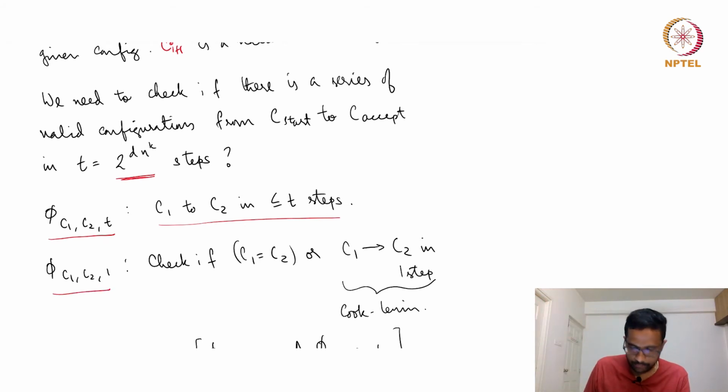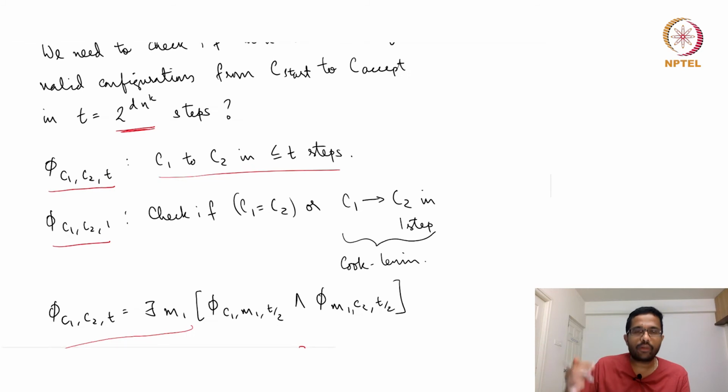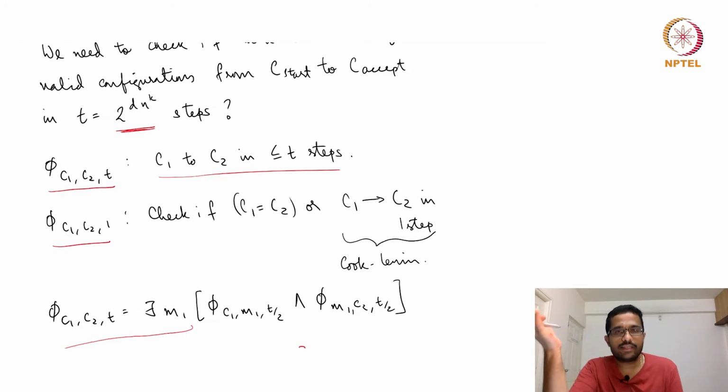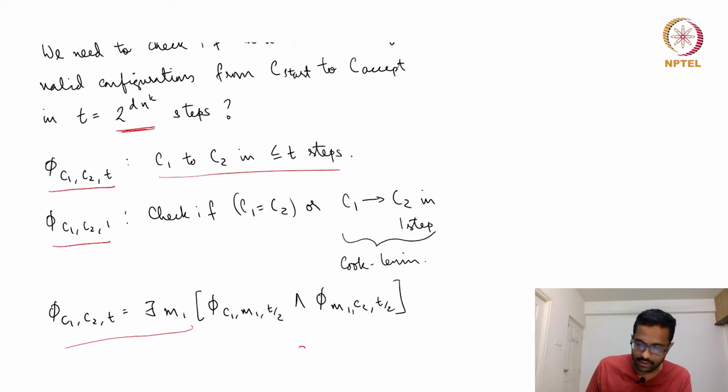C1, C2, 1. So what do you mean by one step at most? Either C1 and C2 are the same, which means 0 steps, or C1 gives you C2 in one step computation. So either C1 equals C2 or C1 goes to C2 in one step. And this is not that difficult to do because C1 equality can be easily checked.